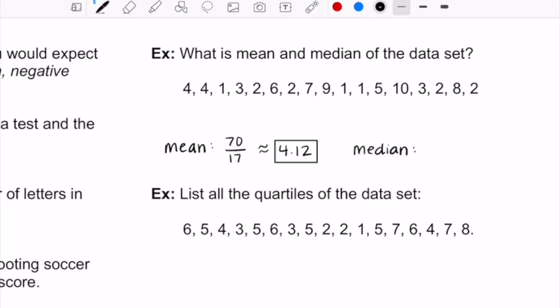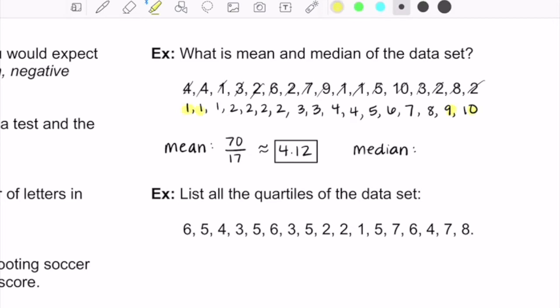To find the median, which is the second part of this question, you need to start by putting all of the numbers in order. Once the numbers are in order, you're going to count in from the outside until you find the number that's in the center. So 1 and 1, 1 and 1, and then you'll continue. And here, there are 17 numbers in the list, so there is a true center. Your median here is 3. That's the number that's right in the middle.